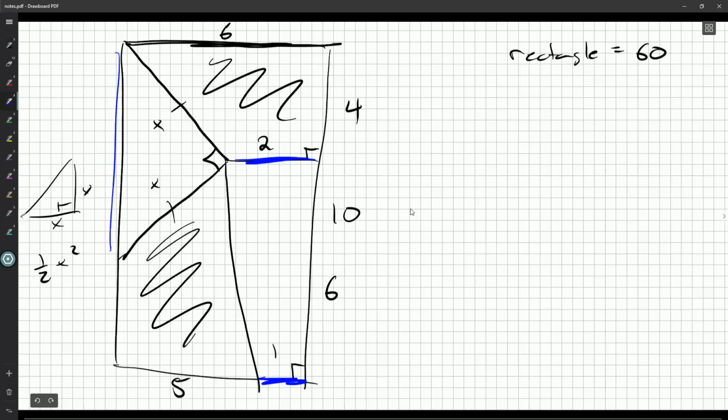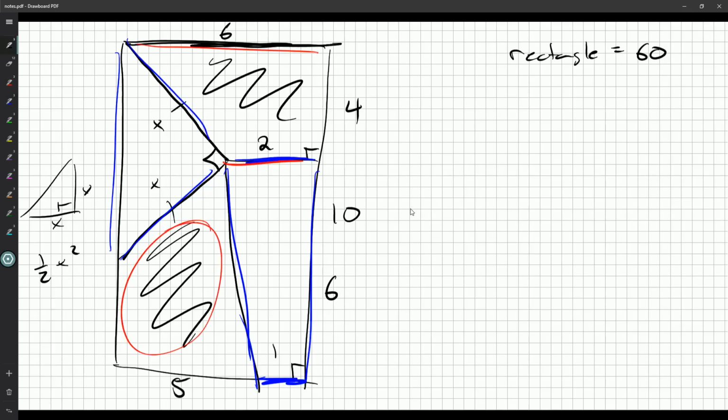So if we take this triangle and this area here and subtract them from the total 60, we'll get our shaded area. Now that might not be the best thing to do. You can also see we do have a trapezoid here as well, but this shape down here seems very odd to me. I like the right angle triangle a little bit better.